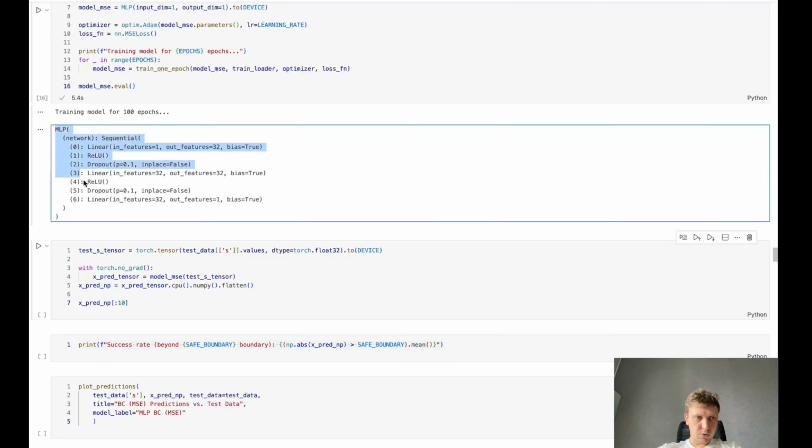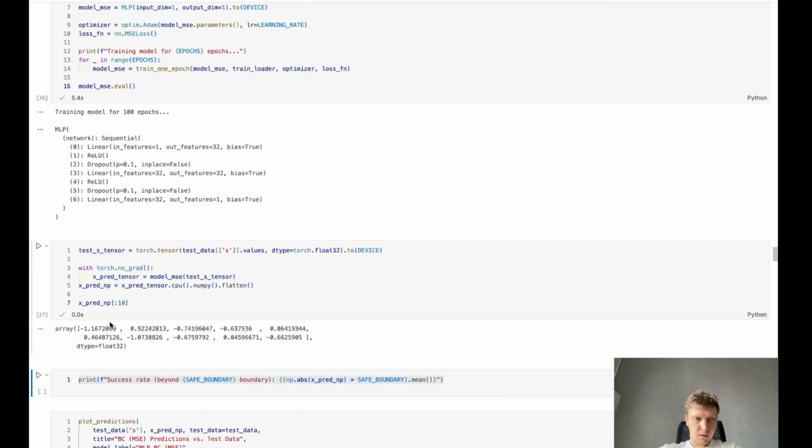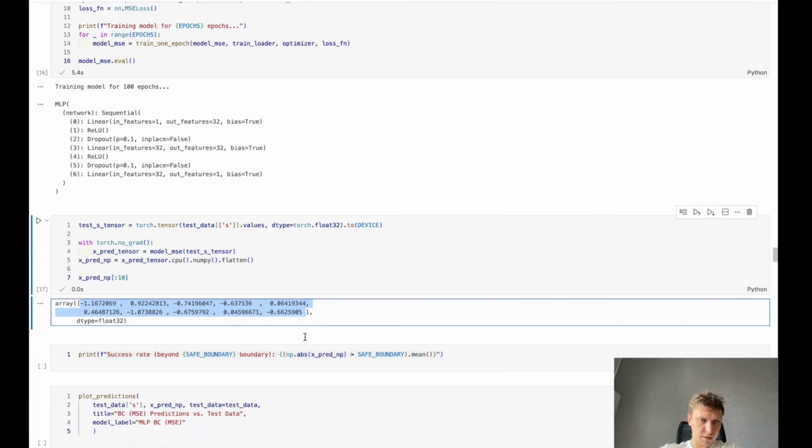Yeah, you can see that we trained the model that looks like this. It's a linear layer, ReLU activation, dropout, another linear layer, another ReLU and dropout, and finally the last linear layer that has one output feature. Now let's make the predictions. Again, everything's very straightforward. We take the test data, take all the S from the test data and send them inside the model to get our predictions. And then we can see the predictions here for the first 10 data points.